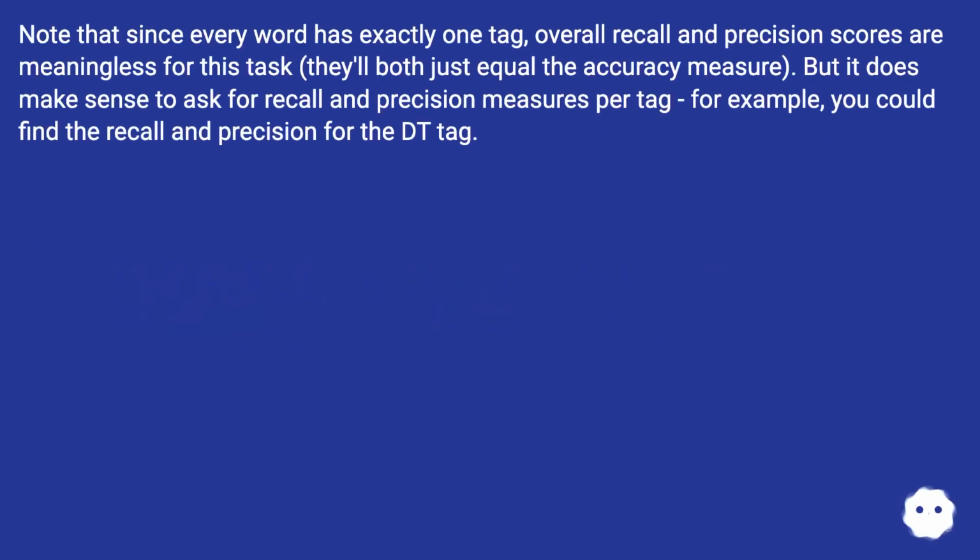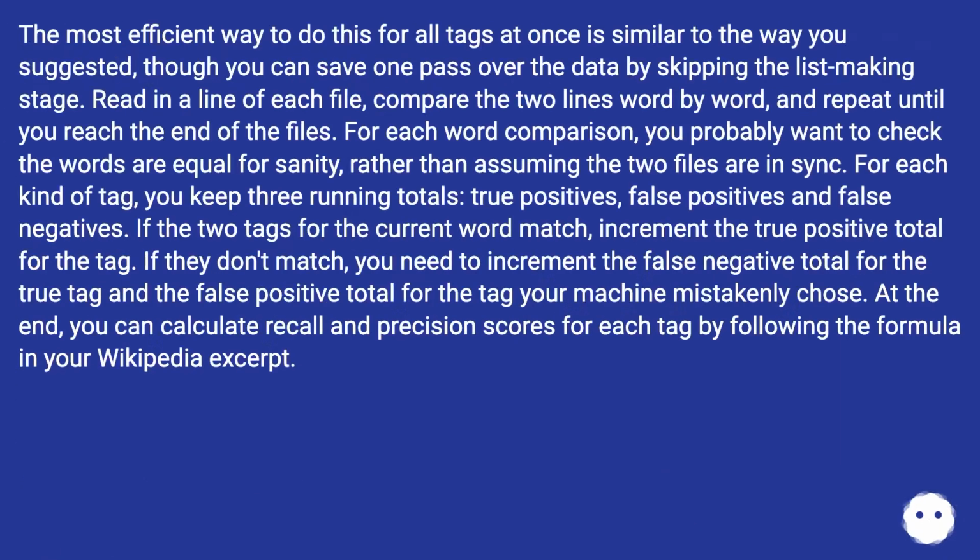Note that since every word has exactly one tag, overall recall and precision scores are meaningless for this task; they'll both just equal the accuracy measure. But it does make sense to ask for recall and precision measures per tag. For example, you could find the recall and precision for the DT tag. The most efficient way to do this for all tags at once is similar to the way you suggested, though you can save one pass over the data by skipping the list-making stage.